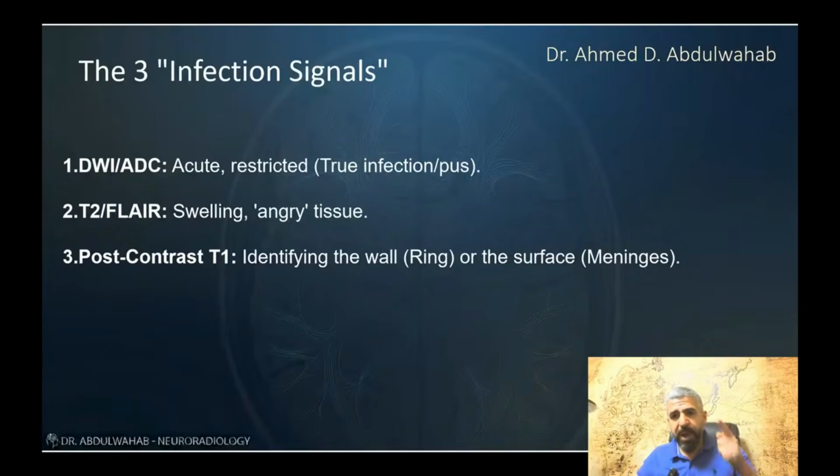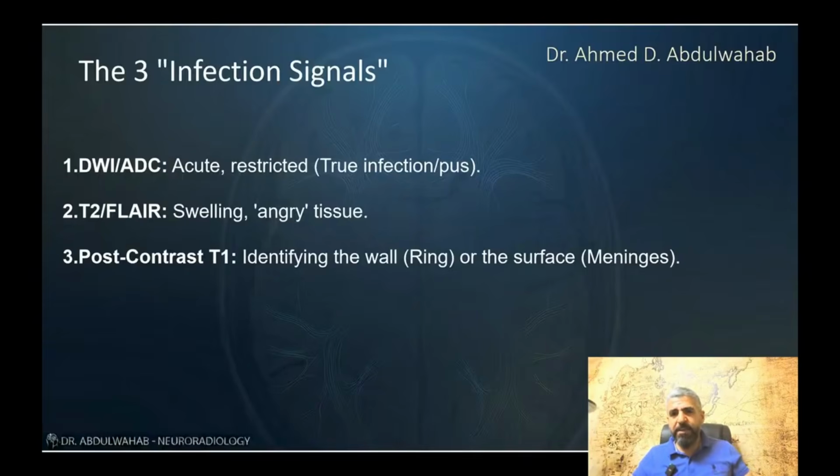Diffusion-weighted imaging is the primary weapon. True infection often restricts diffusion because of pus. Post-contrast T1 is your secondary weapon. It shows us how the body is fighting back, the enhancement. We have used these before. Today, we master them in infections.